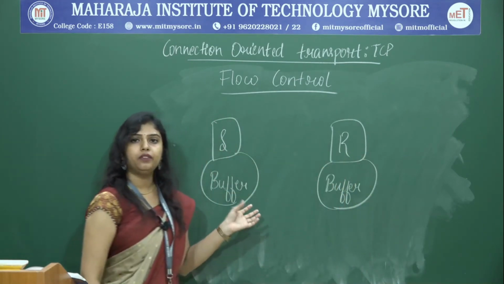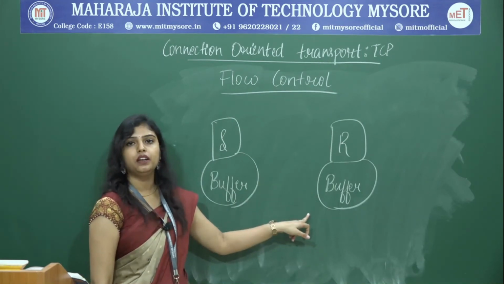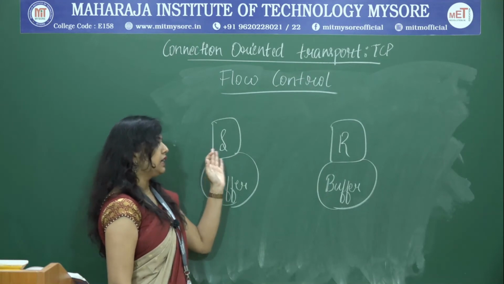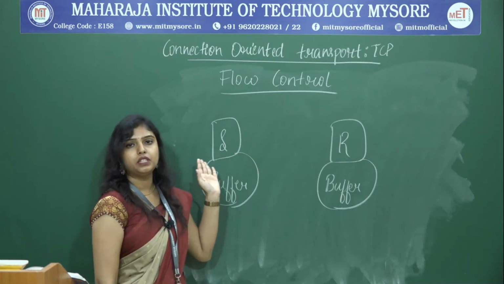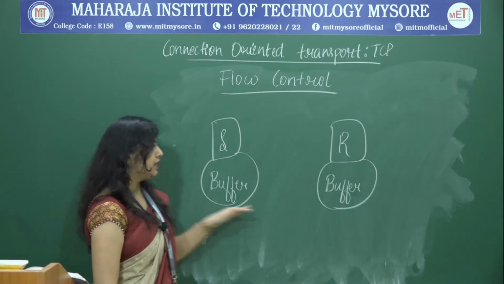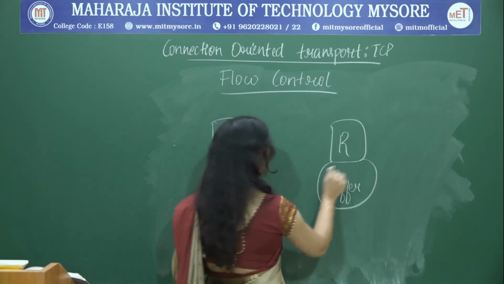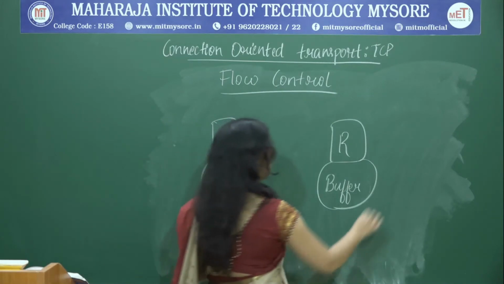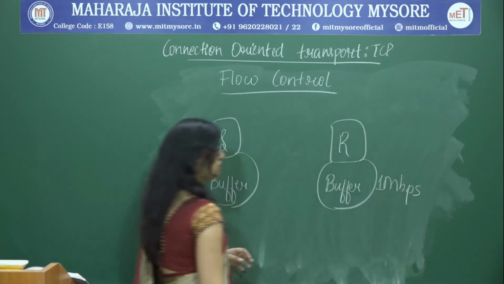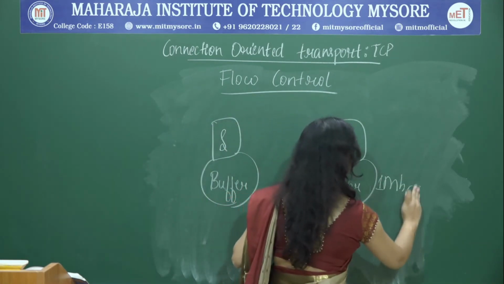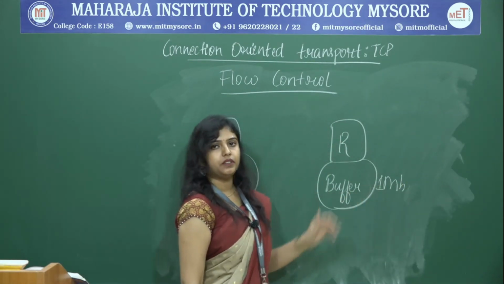You may ask, why do we need to provide a buffer both at the sender and the receiver? Because TCP is full duplex: the sender can send a message to the receiver, and at the same time the receiver can also send a message to the sender. That is why TCP provides a buffer at both the sender and the receiver. Now, the capacity of the receiver side buffer is only 1 Mbps. It is able to receive only 1 Mbps of data, or let us say 1 MB. Only 1 MB it is able to receive.